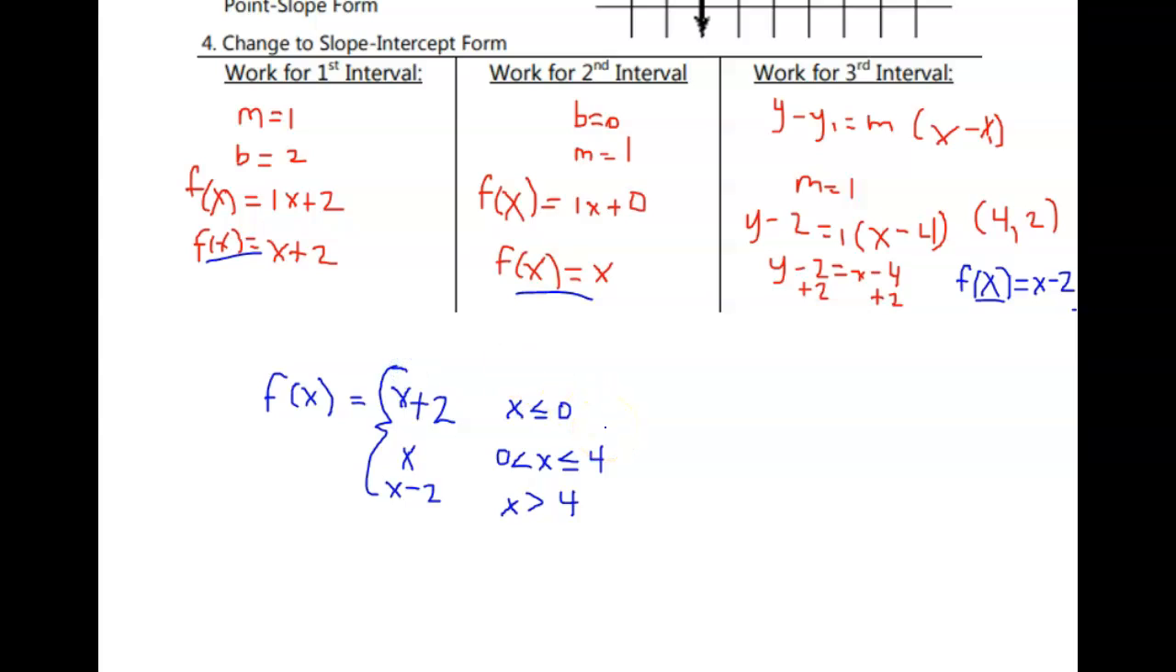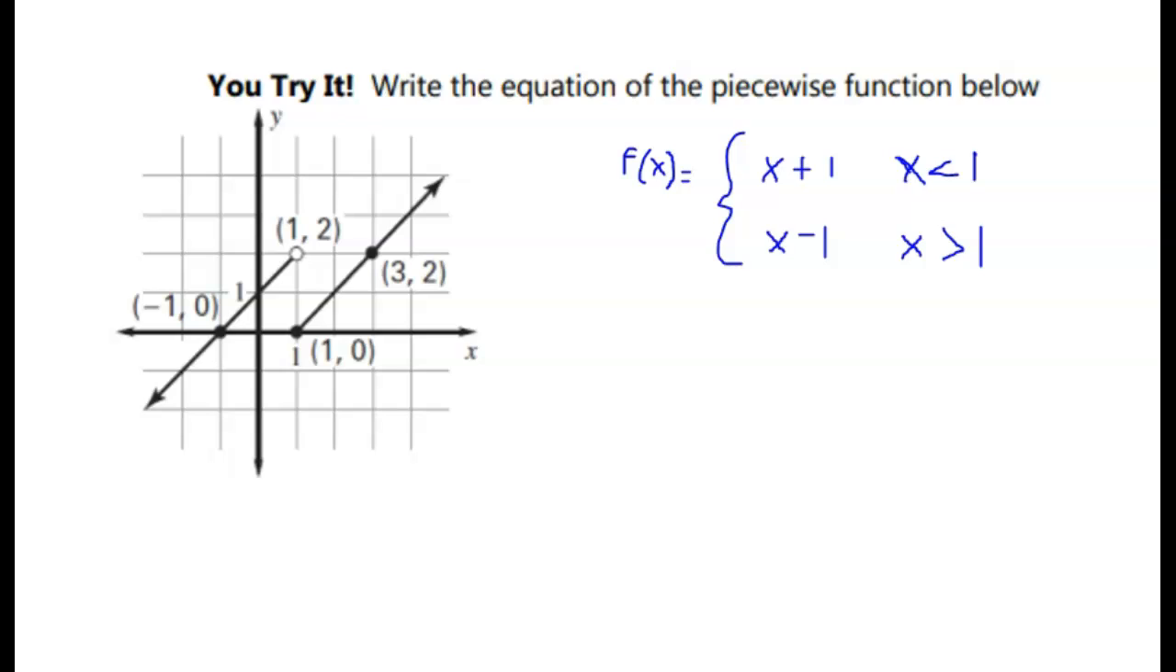Okay, I want you to move on and try writing the piecewise function by yourself. All right, look at that function, check your work. Let me know if you got it. If you did, give yourself a pat on the back. You're in the right direction.